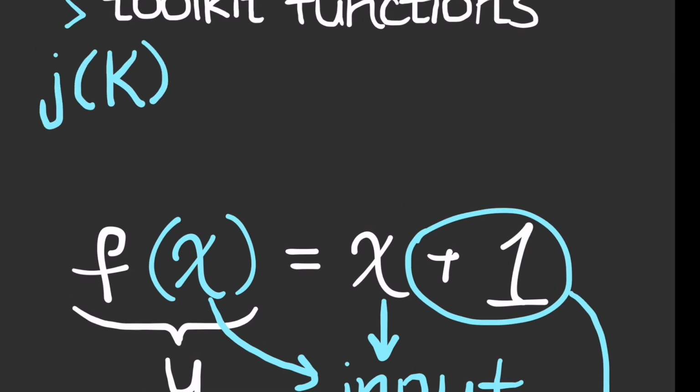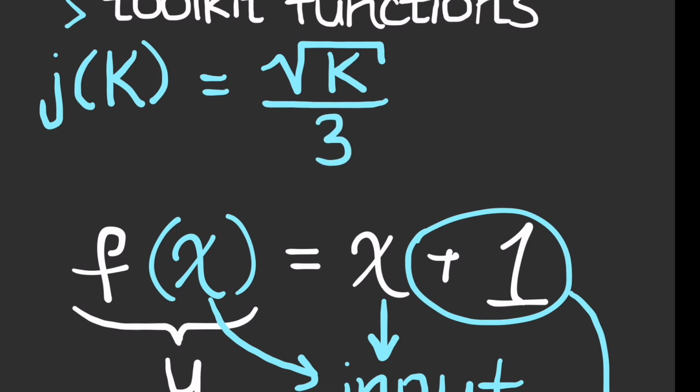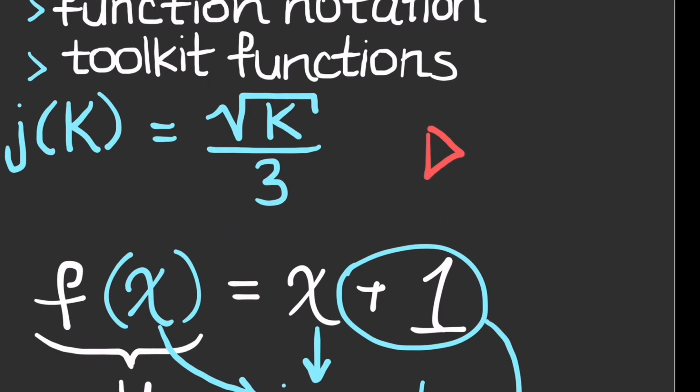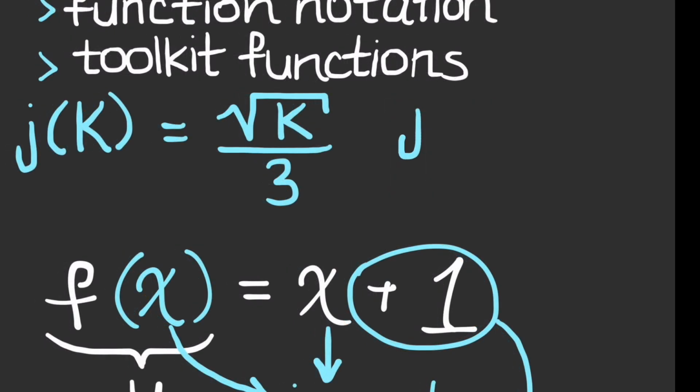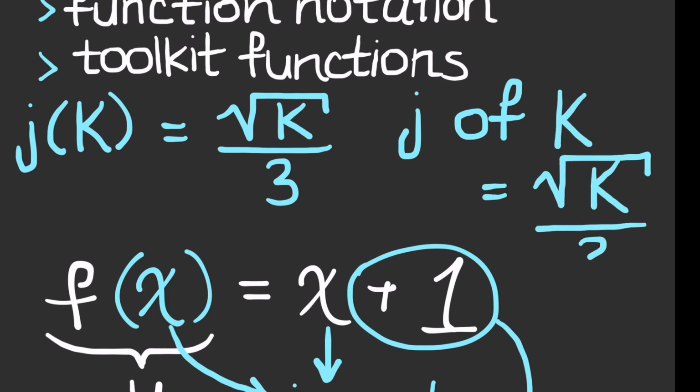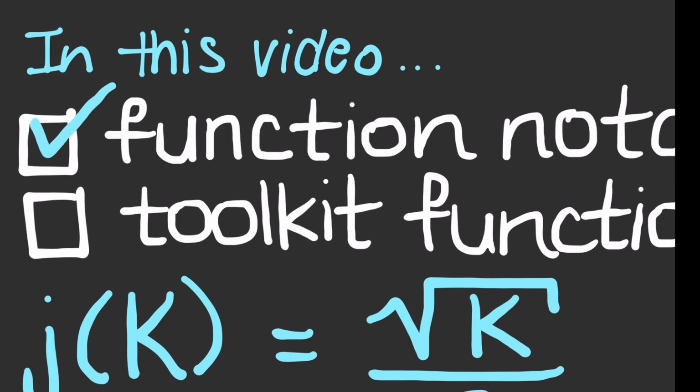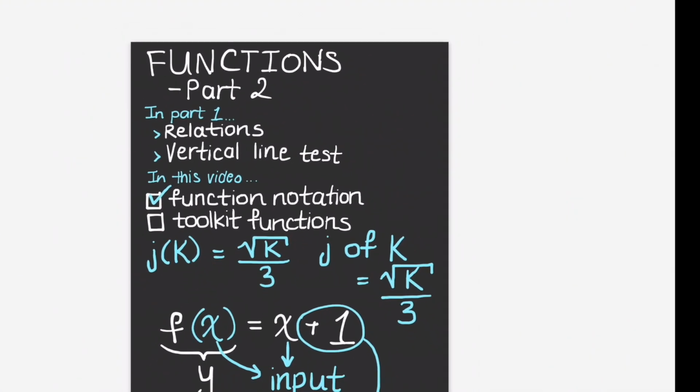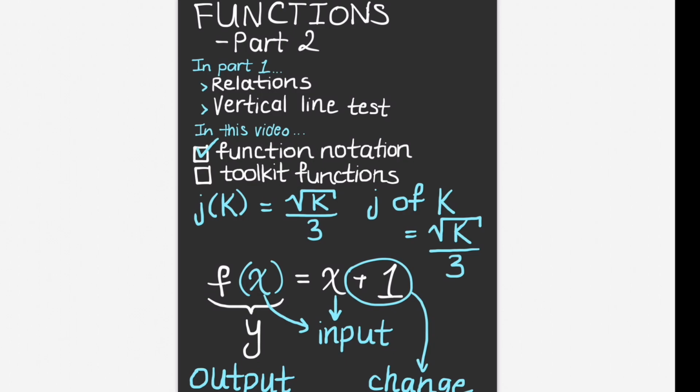Sometimes, however, instead of f of x, you could have different variables. So I want you to pause this video and figure out if you can read this equation here. How would you say it? All right, so you would read this as j of k is equal to the square root of k over 3.